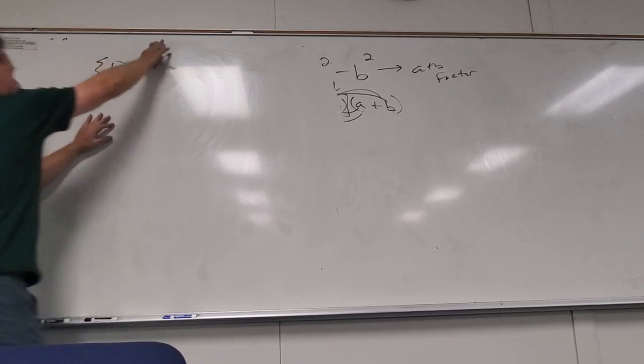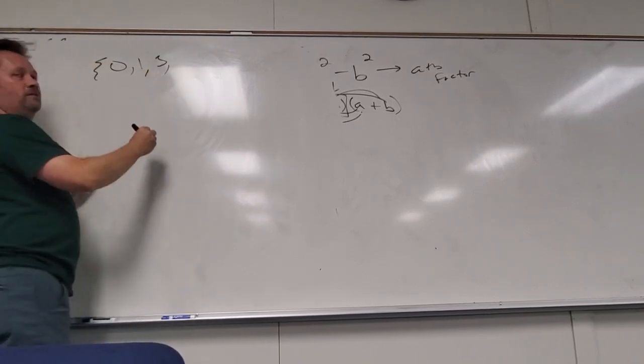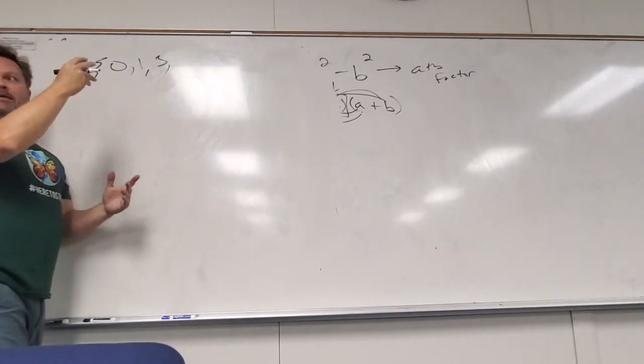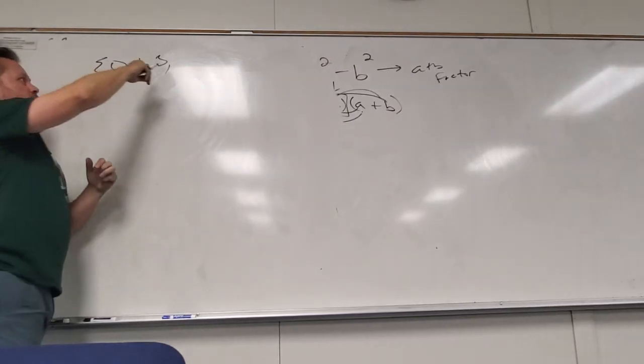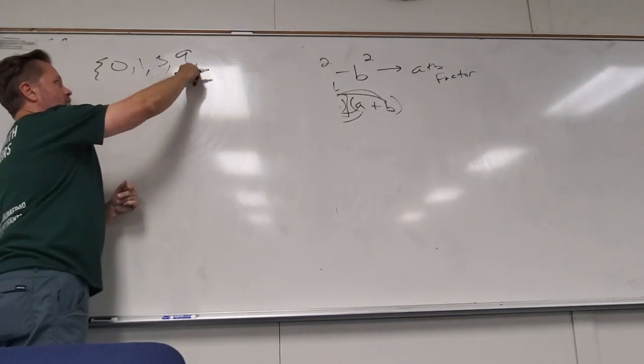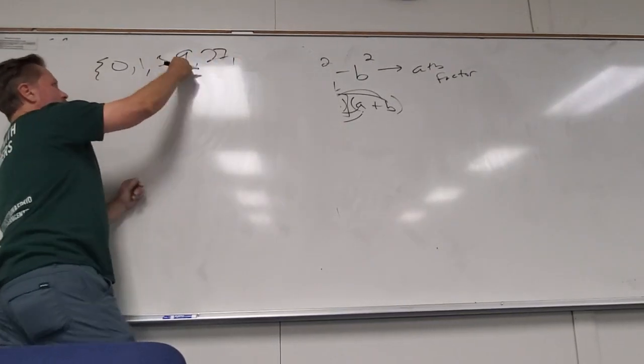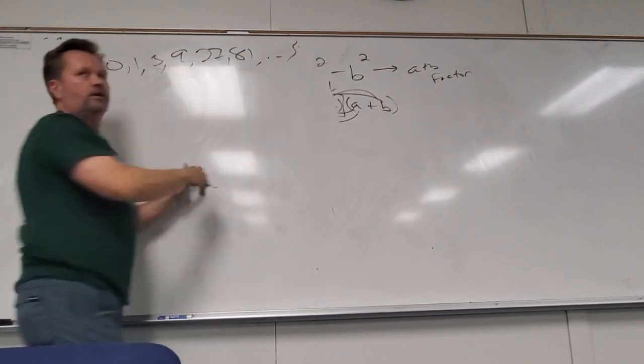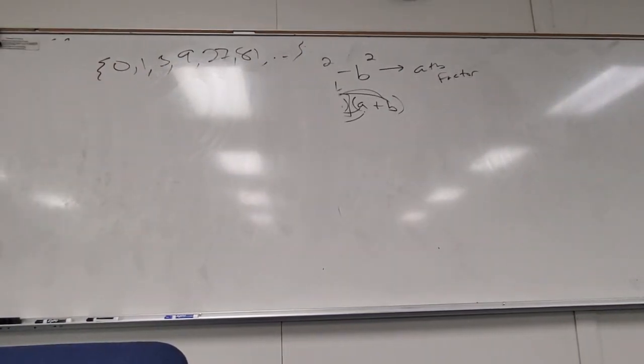So for example, if I put three in there, just to make sure everybody gets it, what else has to be in there? What's three times three? Now I've got nine, so what's three times nine? And what's nine times nine? So then you get all the powers of three.